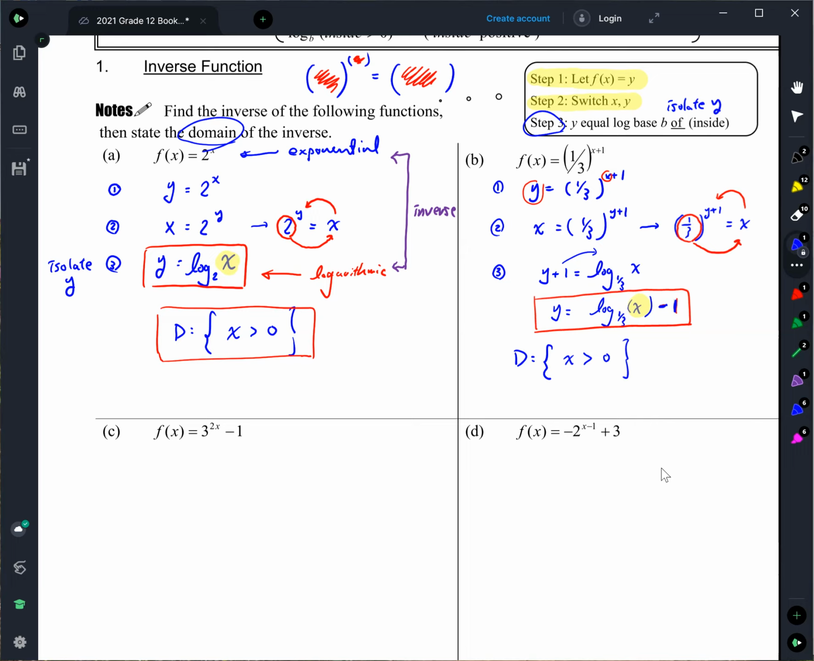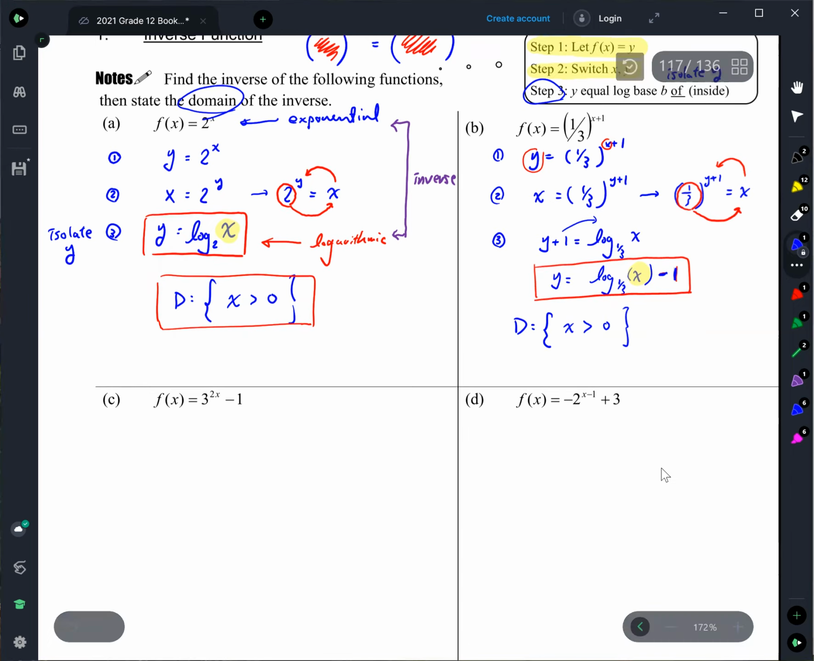Okay, please raise your hand if you're done. Okay, so for question C, we're going to go over it together because it looks a bit different. It's still exponential, right? But it has an extra minus 1. Your step 1 and 2 are the same, so let's go over step 1 and 2.